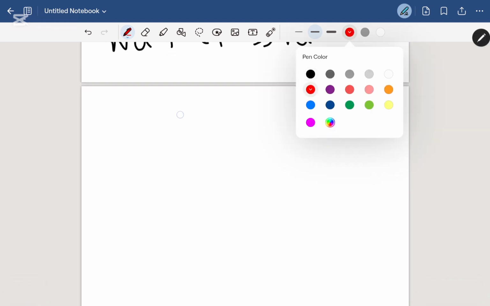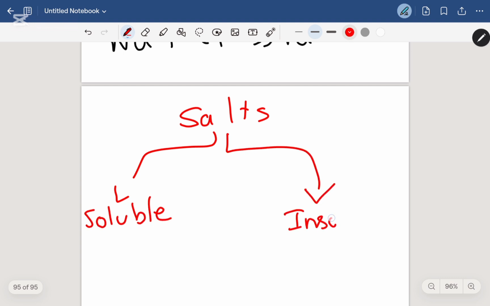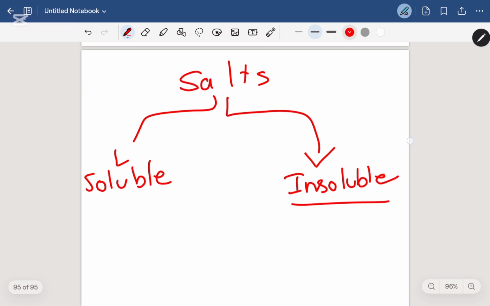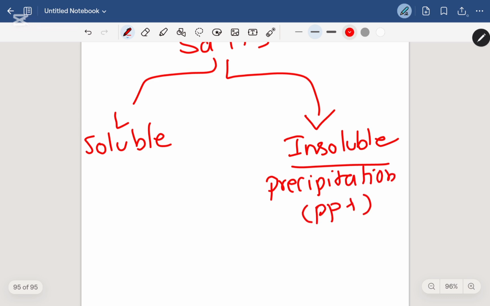We have salts. Okay, we have two different types of salts: the soluble salts and the insoluble salts. Let's start off with the easy ones, which are the insoluble salts. All the insoluble salts have the same reaction to make them, which is precipitation, the formation of a precipitate. Please always remember, in precipitation we form a precipitate and we dry it by evaporation.